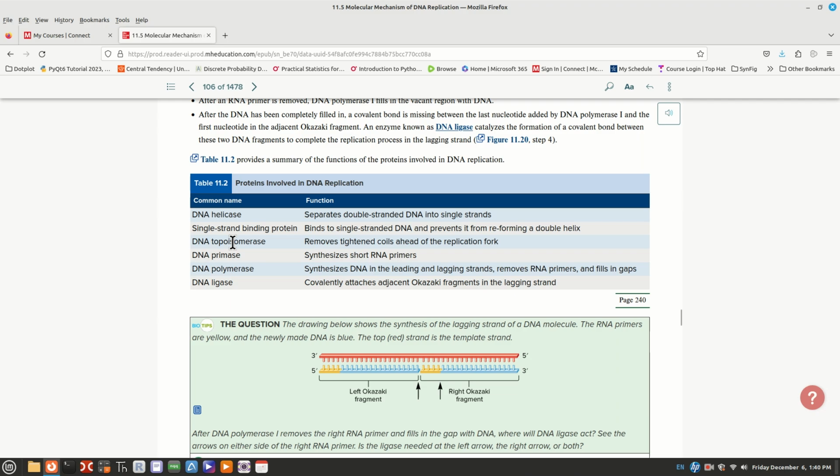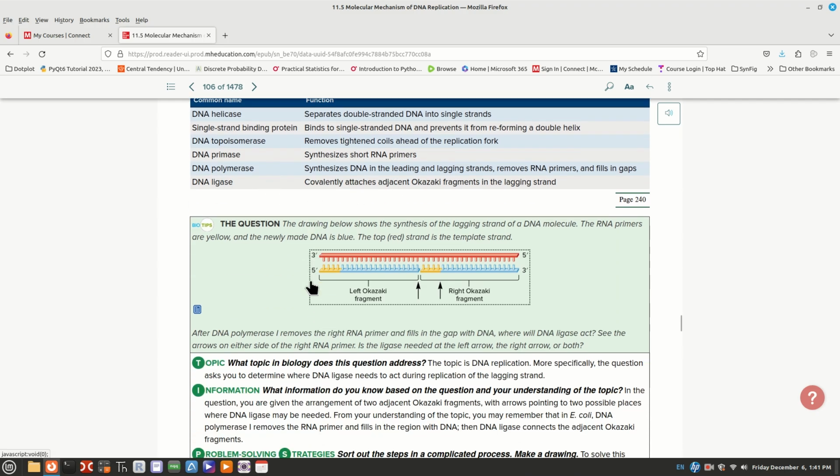You have single-stranded binding proteins. You have topoisomerase. You have primase. You have DNA polymerase, you have DNA ligase. Know that you have two DNA polymerases. There are two of those, 1 and 3. So this is kind of misleading. They leave out the distinction between DNA polymerase 1 and DNA polymerase 3. But these are essentially your proteins.